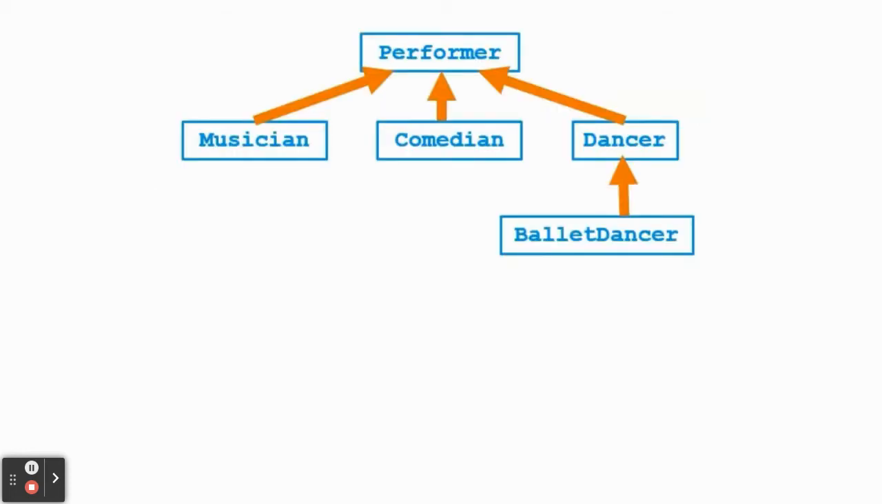So they gave me a slide. This is how Java portrays a class hierarchy. And the arrow direction is important. The arrow points to the superclass. So all these things, musician, comedian, dancer, ballet dancer, they're all performers.